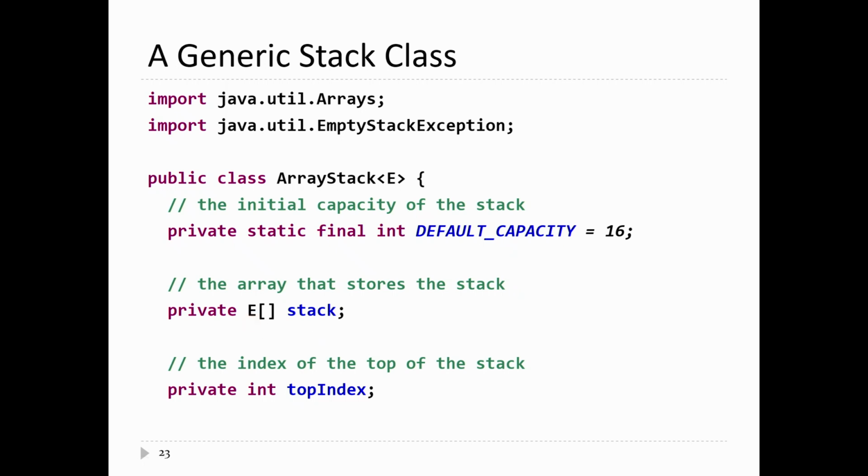Now my array of elements, I want it to be an array of E, whatever type the user makes the stack of. So if the user makes a stack of Integer, this will be an array of Integer. If the user makes a stack of Date, this will be an array of Date. So that's what I want to write. Nothing else changes for the fields.